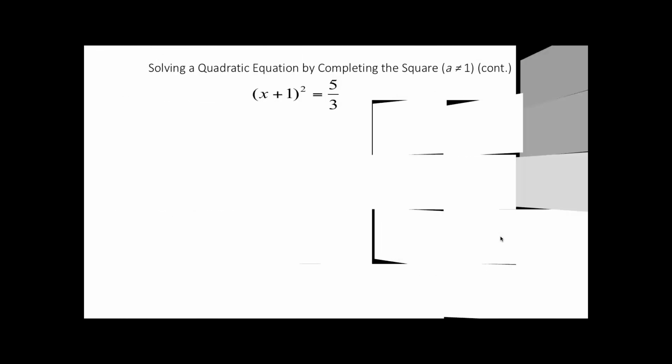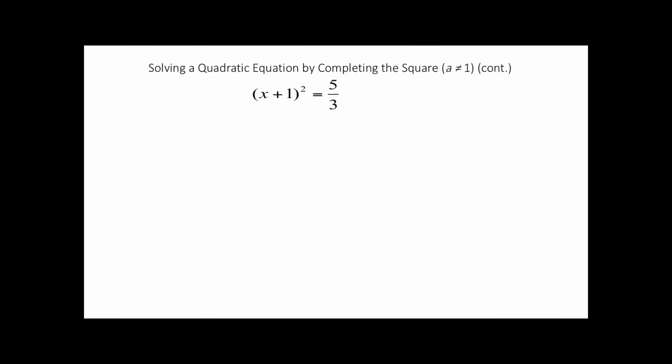Use the square root property. So take the square root of both sides at this point. Don't forget the plus or minus. And in this case, let's solve them individually. So I have x plus 1 equals the square root of 5/3. We're going to subtract 1 from both sides.